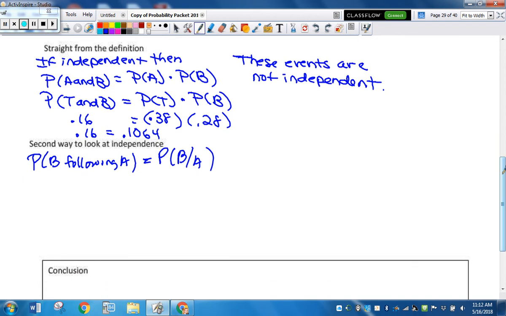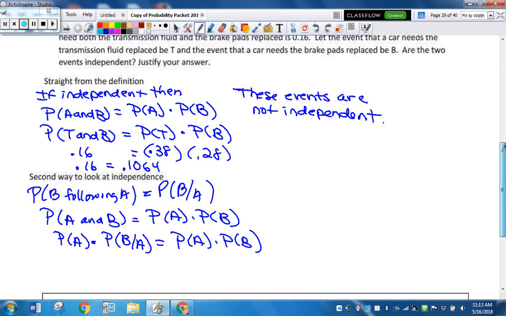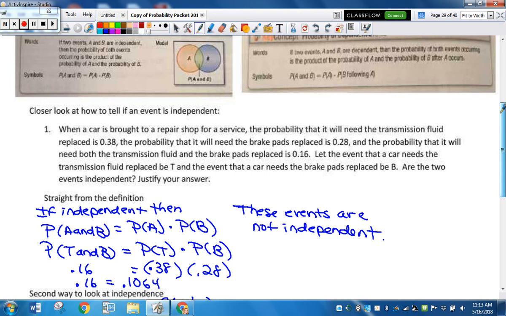So we're going to relate the two. Based off of what's up above, you could say probability of A and B equals probability of A times probability of B. But this "and" could be replaced with what was up above. It could be replaced with probability of A times probability of B given A. Because this is also probability of A and B from up above. Right here, that's really this.